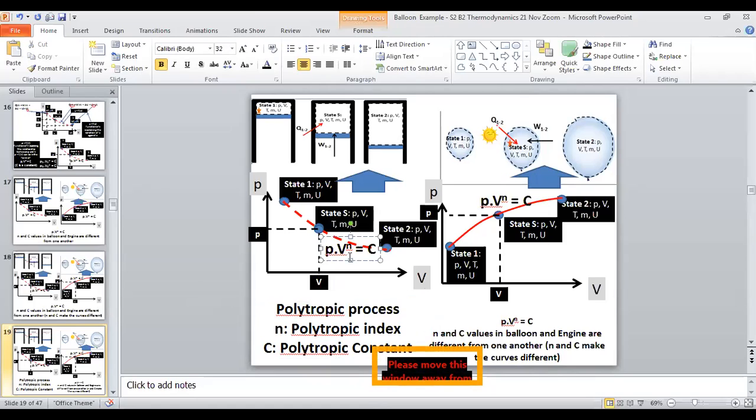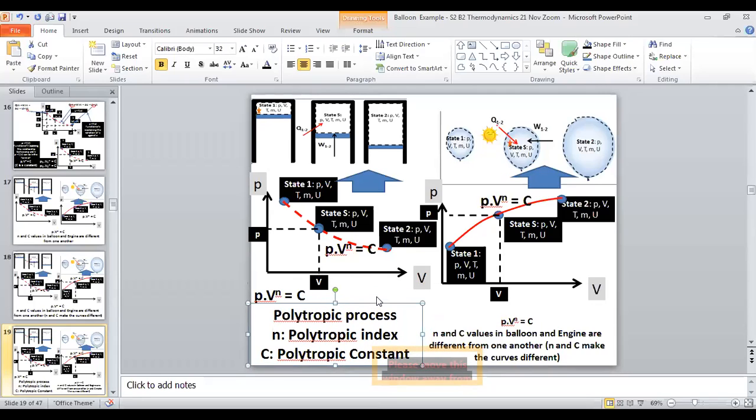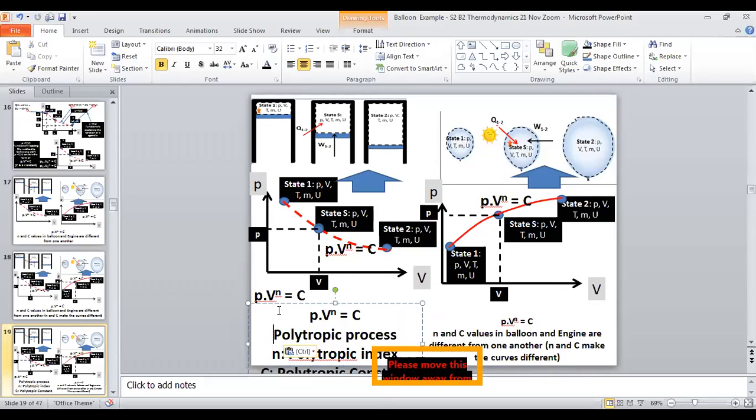It is related to this somehow. If the relationship is in PV to the power n equals constant form, and this is the way it expands, we call this a polytropic process. So let me do this way. It's a polytropic process.